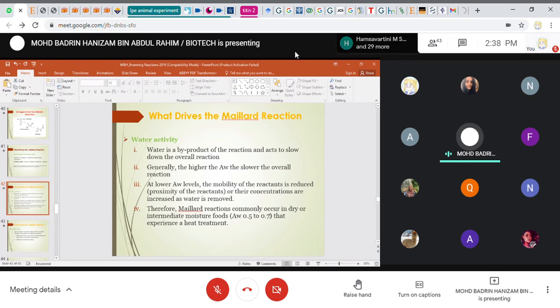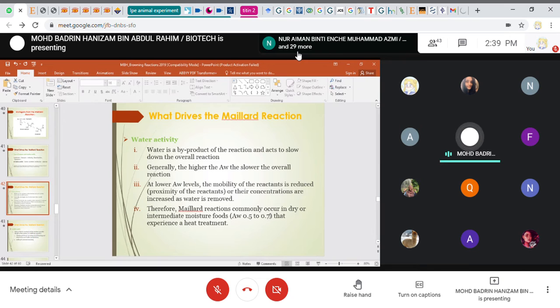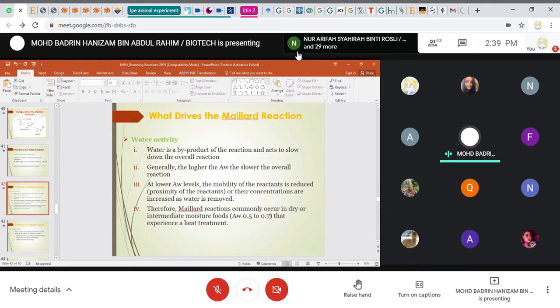Above 0.7, or if the water activity is 0.8, it will reduce the rate of the reaction. As the water activity approaches 0.7 in substances like meat or coffee, for example, the rate of Maillard reaction and sugar browning peaks. 0.7 is the water activity that gives the peak of the Maillard reaction. Higher than 0.7, the reaction slows down because the reactants are diluted by too much free water.